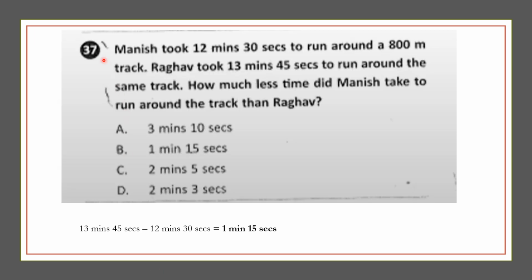Question number 37. Manish took 12 minutes 30 seconds to run around a 800-meter track. Raghav took 13 minutes 45 seconds to run around the same track. How much less time did Manish take to run around the track than Raghav? So 13 minutes 45 seconds minus 12 minutes 30 seconds will be 1 minute 15 seconds. So our answer is option B.